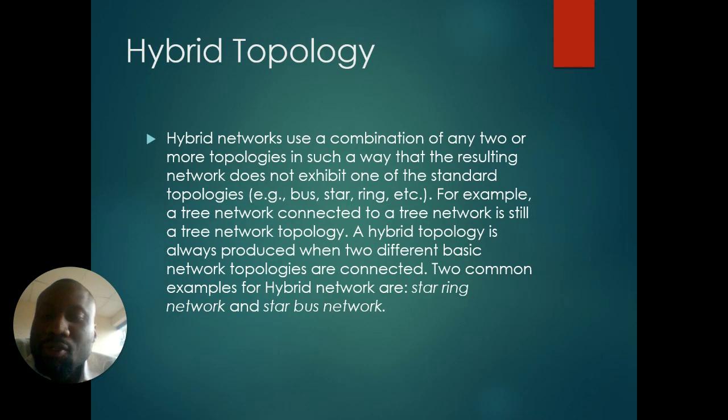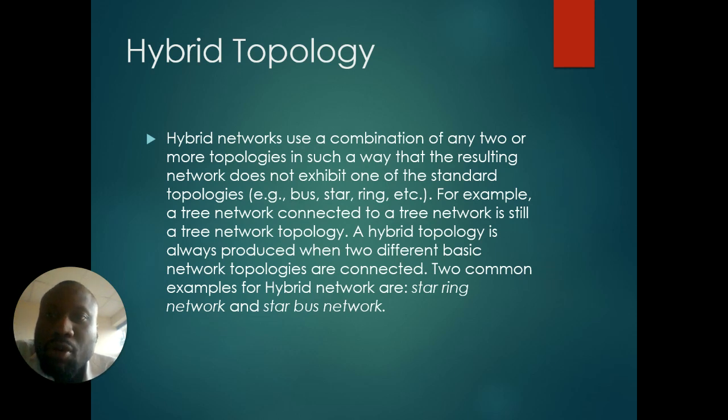Then lastly, hybrid topology. Hybrid networks use a combination of any two or more topologies in such a way that the resulting network does not exhibit one of the standard topologies, e.g. bus, star, ring. For example, a tree network connected to a tree network is still a tree topology. A hybrid topology is always produced when two different basic network topologies are connected. Two common examples of hybrid network are star ring network and star bus network.